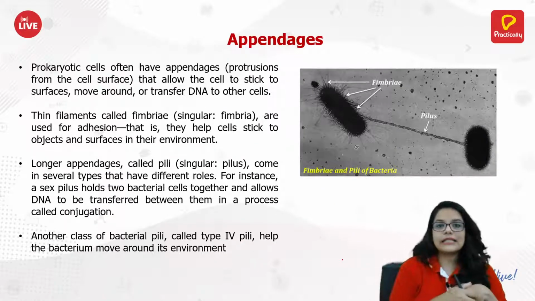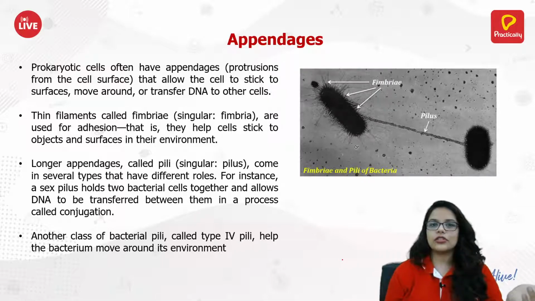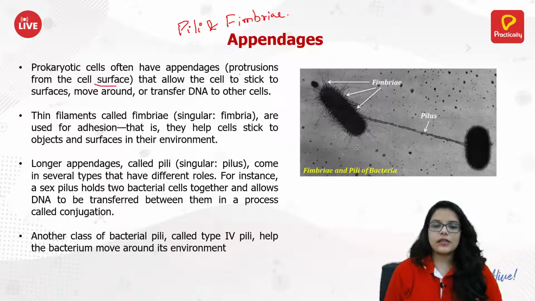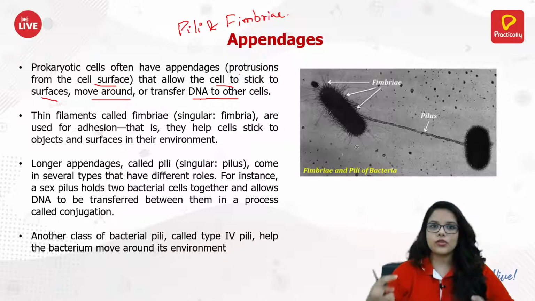Okay, what else is there? There are the appendages. Appendages as in how they move, how they contact with each other. Flagella is basically used for movement. Appendages here can be pili and fimbriae. Prokaryotic cells often have appendages or protrusions from the cell surface, extra portions that allow the cell to stick to surfaces and move around, or transfer DNA, plasmids and all that.